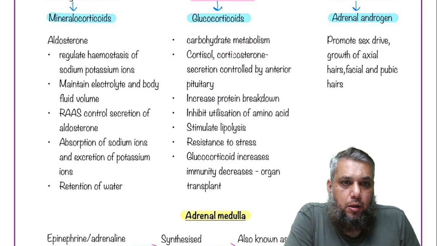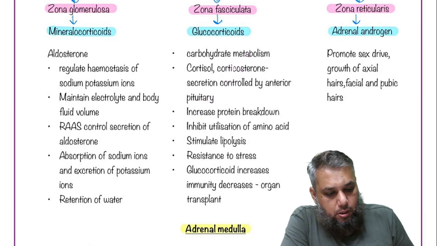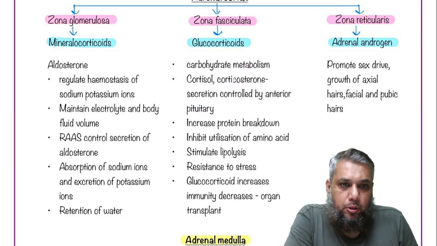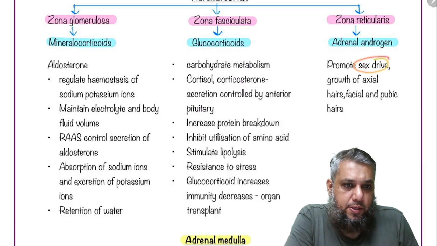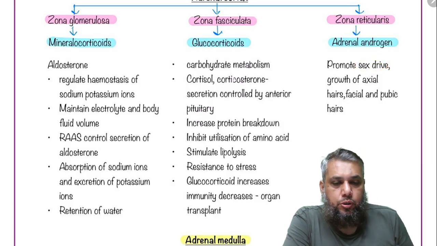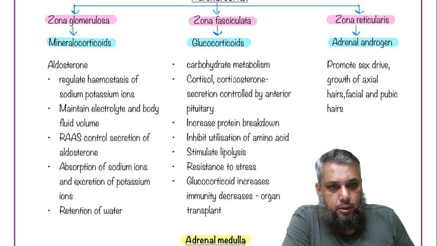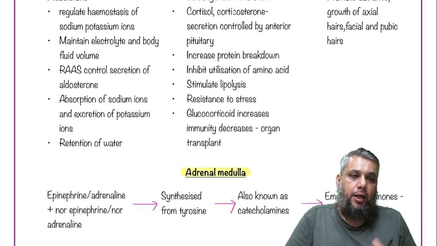The other cortical hormones are the adrenal androgens, which help in the growth of axillary hair, facial hair, and pubic hair, and also promote sex drive. So this is the main androgen in the case of females, whereas males have androgens produced by the adrenal gland as well as the testis.